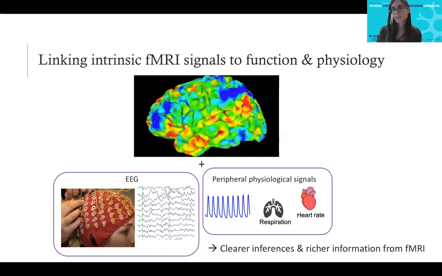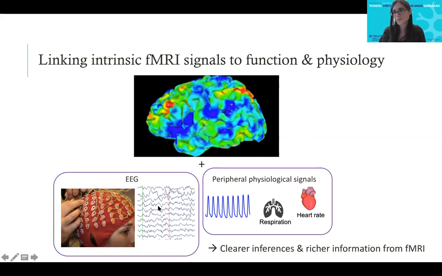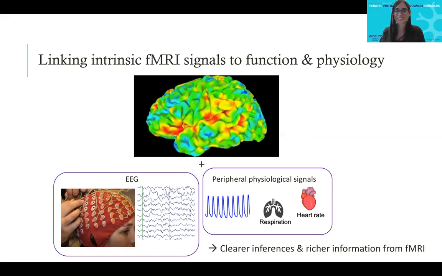And so first I'm going to start discussing studies on vigilance or alertness. I may use those terms interchangeably, although I know that there are distinctions in how they're used in the literature. And that's going to be done using combined EEG and fMRI, and then I'll discuss cardiac and respiratory activity.